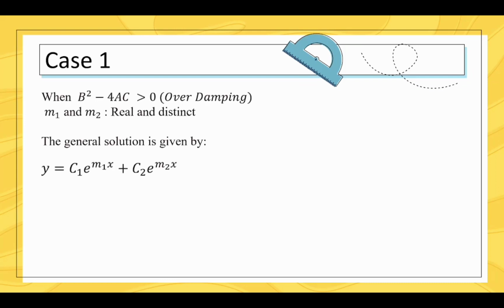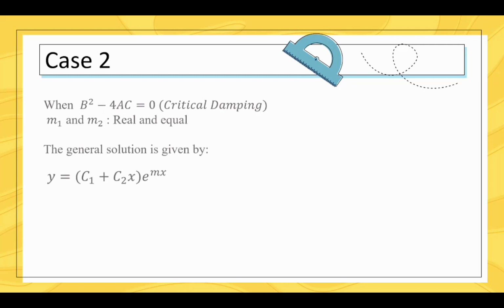Case 1 is when b squared minus 4ac is greater than 0, and in our case study, it is called overdamping. This phenomenon occurs when the roots m1 and m2 are real and distinct, and the general solution formed due to this condition is y equals c1 e to the power of m1x plus c2 e to the power of m2x. Attached below are the types of graph that represent the equation of the general solution above.